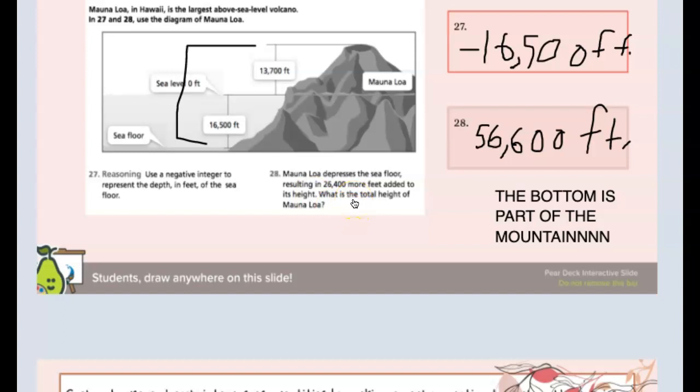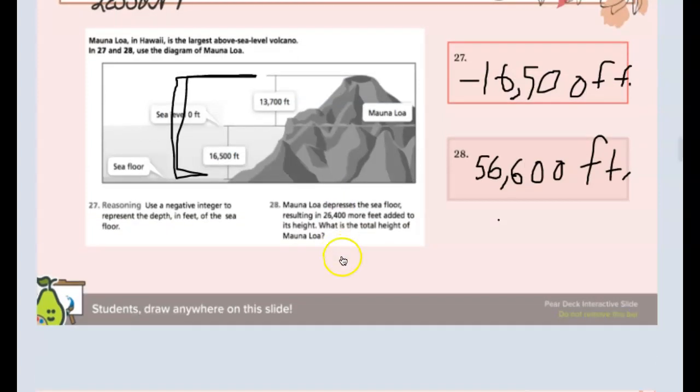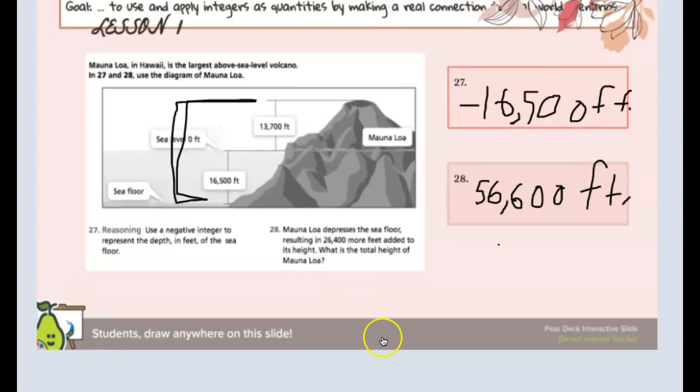So what's the total height now? From this point to that point and to the depression point, so we really had to add them all up. That's what I'm saying, because some people added only 13,700 to 26,400, and some people added only 16,500. All right. Remember that the volcano is from the tip to the bottom, and then it added more to the bottom because something happened to the volcano. All right, guys. I'm confused. So it's supposed to be 56,600 feet. Wait, how?